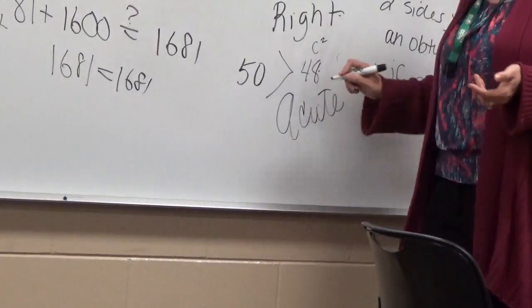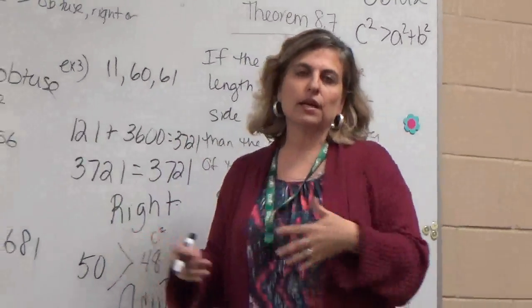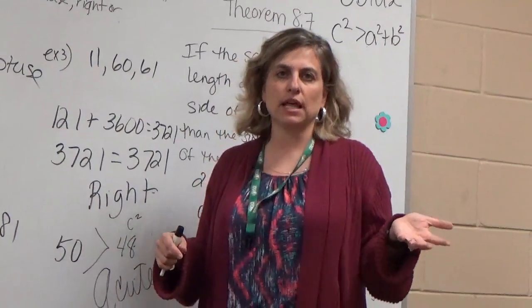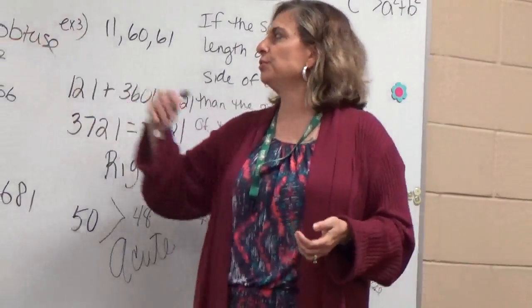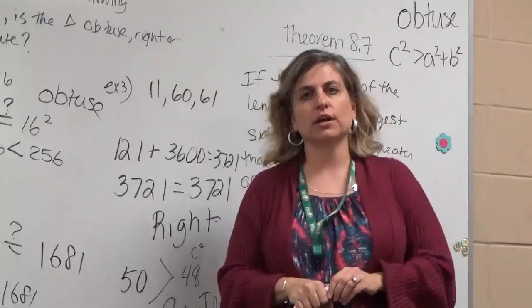So what you're going to be doing today is squaring a, b, and c, adding a squared plus b squared, seeing if c squared is bigger than the two added together, or seeing if it's less. So then we're going to go with acute, obtuse, right, or not a triangle at all.